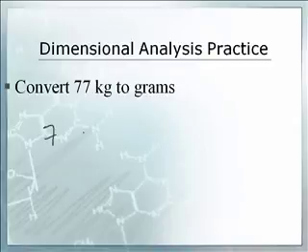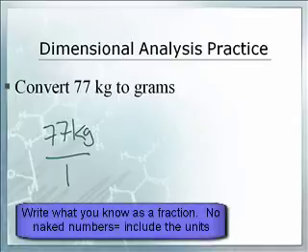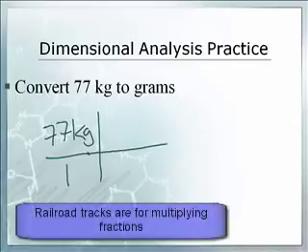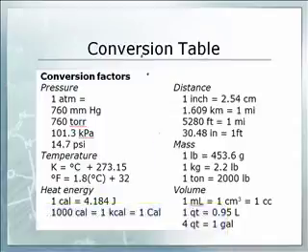So I have 77 kilograms. Rule number one is write down what you know as a fraction. Put it over 1. Now I'm going to multiply by a conversion factor. We use these like railroad tracks. I need to look at my conversion factor and see if I can find something that relates kilograms and grams. What am I going from? Kilograms to grams.